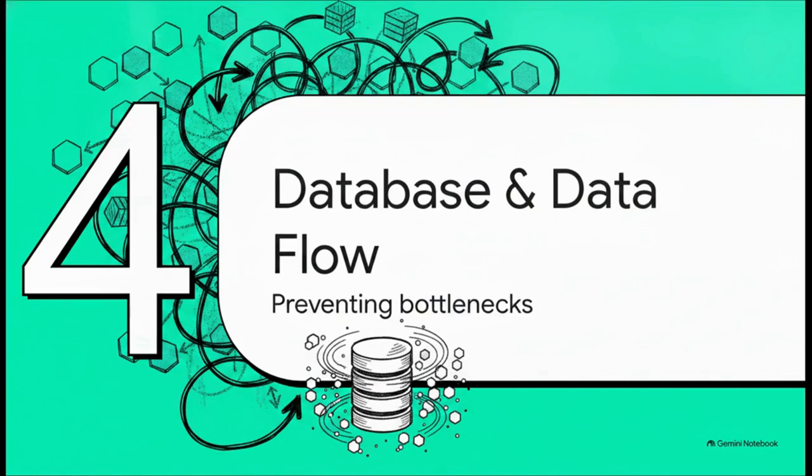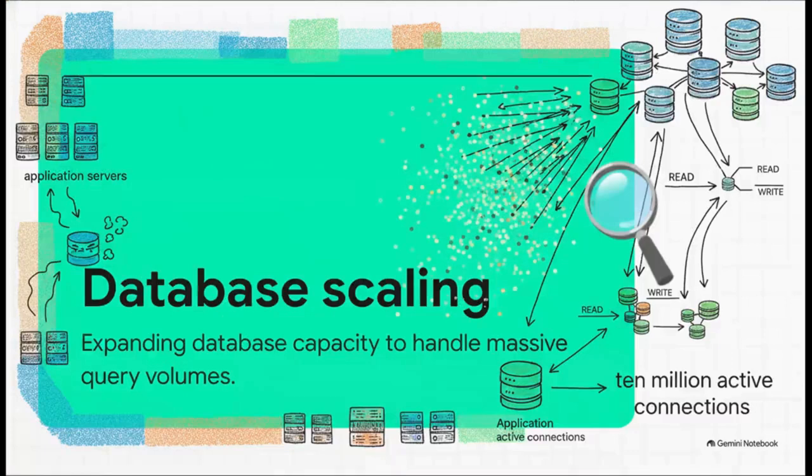On to Section 4, Database and Data Flow, Preventing Data Bottlenecks. So application servers are kind of the easy part, right? Because they're stateless. Database scaling is where architectures truly start to break. To actually handle 10 million active connections, we have to move way beyond a single, overworked database. We do this by separating our read and write operations, or by sharding the data across multiple servers.